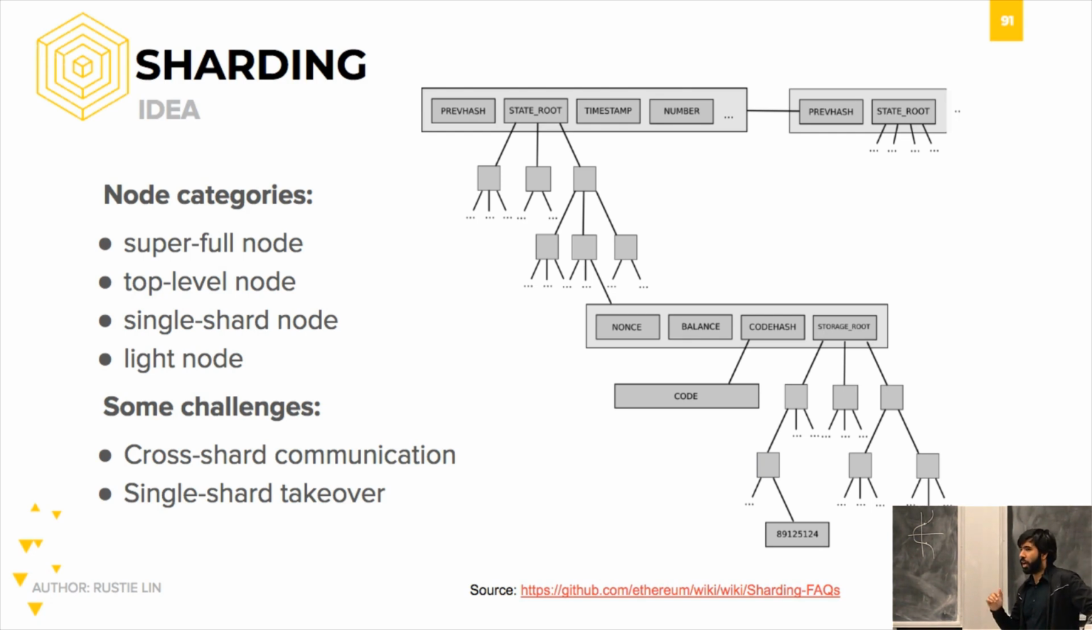All right, this allows for a great number of options when it comes to what kinds of nodes you can run, and it also increases the amount of work that the whole network is doing, because not every node has to run all the computation.